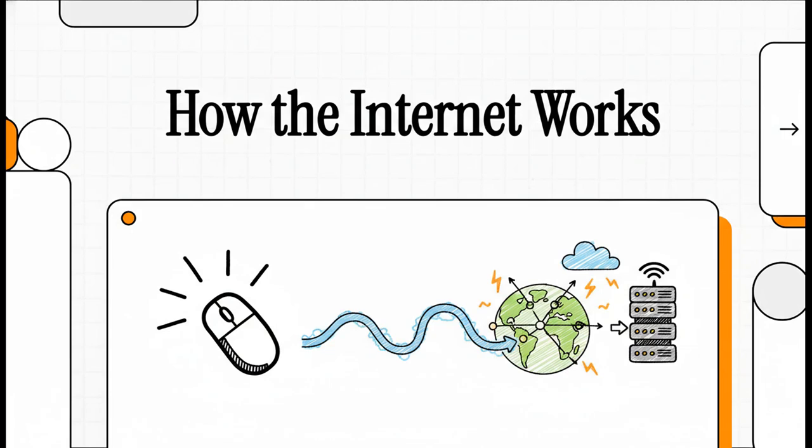You go to send an email or stream a movie, maybe just look up a cat video. You click a button and boom! In literally less time than it takes to blink, your request has shot across the globe and back. How on earth does that happen?